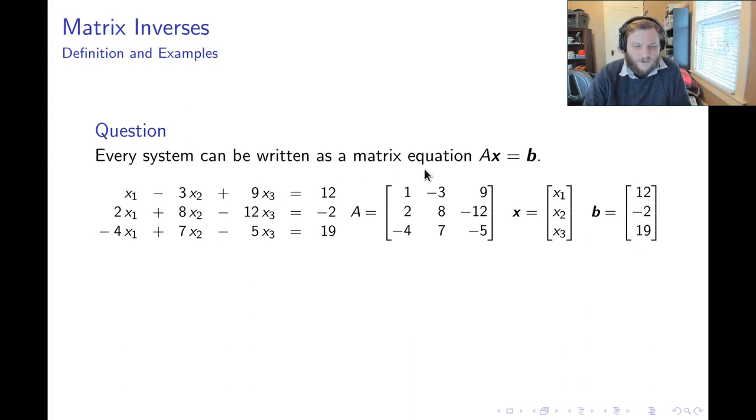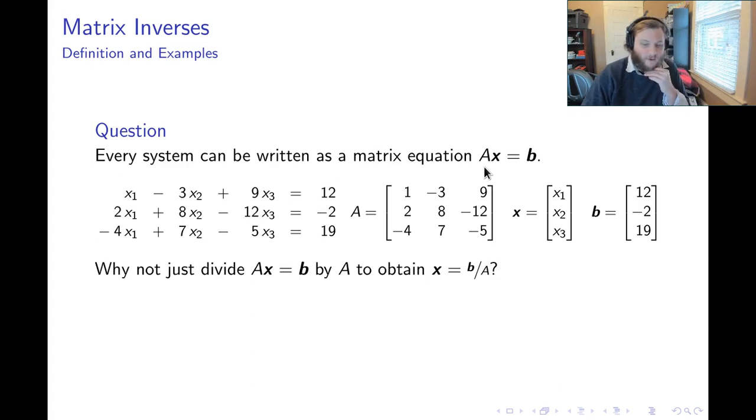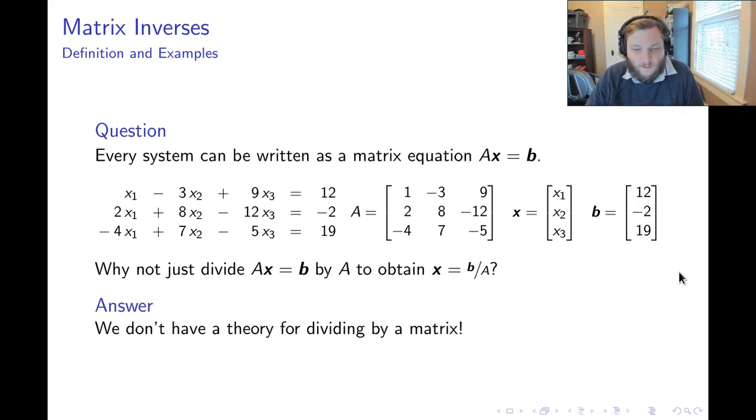So the system we're studying is AX equals B, and the whole point of the Gauss-Jordan algorithm is to solve for X. Well, you've been solving for X for a long time, so I think it's reasonable to ask a question. Why not just take the equation AX equals B and divide by A to get X equals B divided by A? This is a very reasonable question because this is how we normally go about solving equations with normal arithmetic. Of course, the answer is, well, we don't know how to divide by a matrix. That doesn't make any sense in our vernacular.